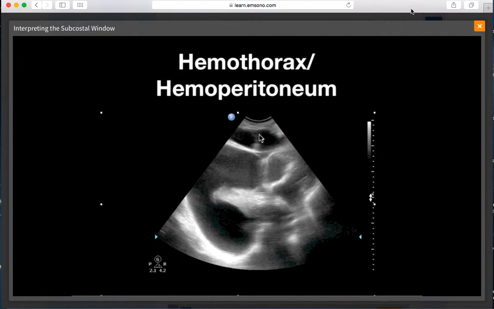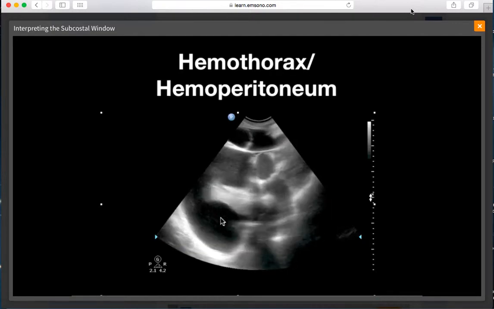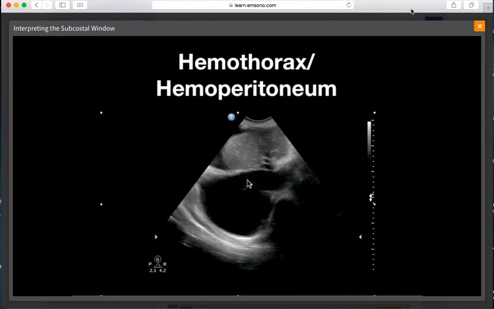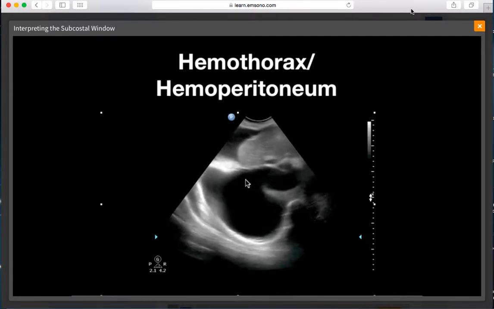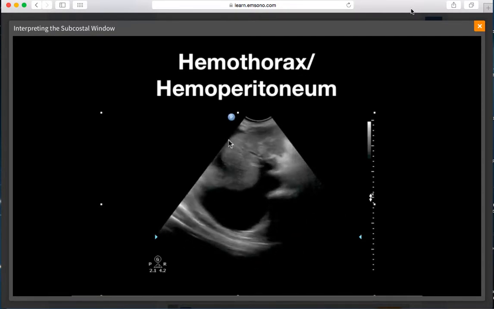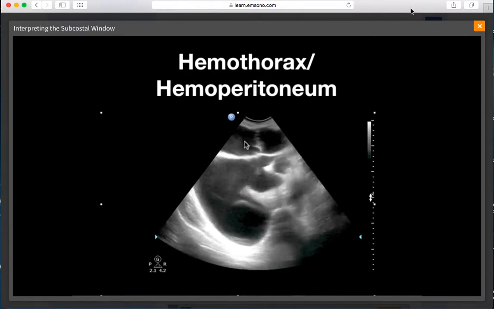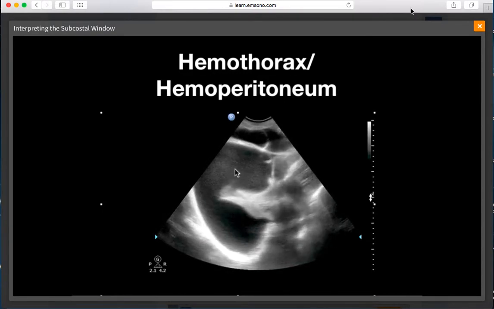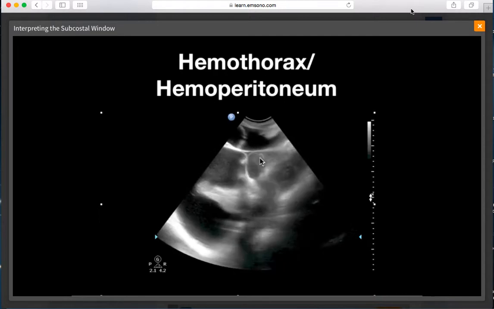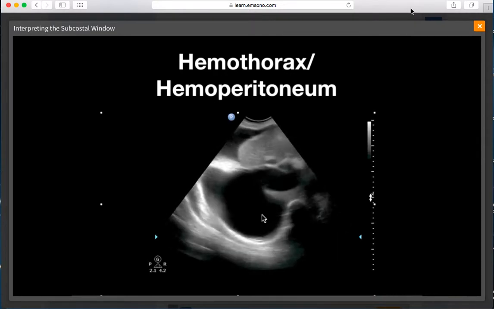So you've got to keep in mind that you're going to see other potential fluid collections here, and you have to look at what the shape of the container is before calling anything on a subcostal window a pericardial fluid collection. Now this patient did have a small pericardial fluid collection also, but this patient has a very large, like I said, peritoneal, intraperitoneal, and intrathoracic on the right, as well as a small pericardial fluid collection.